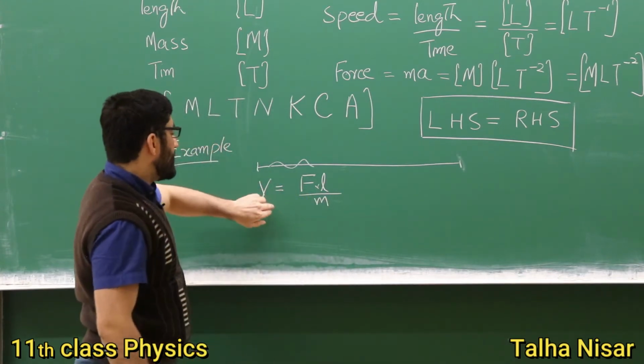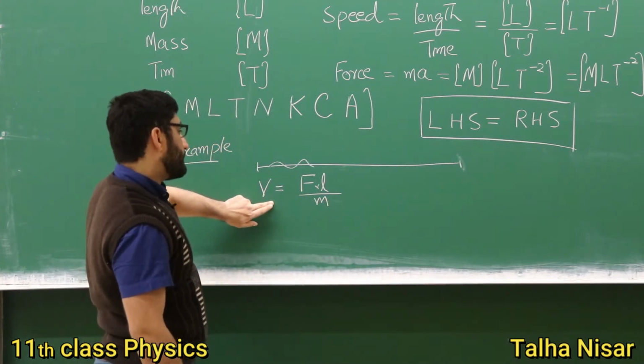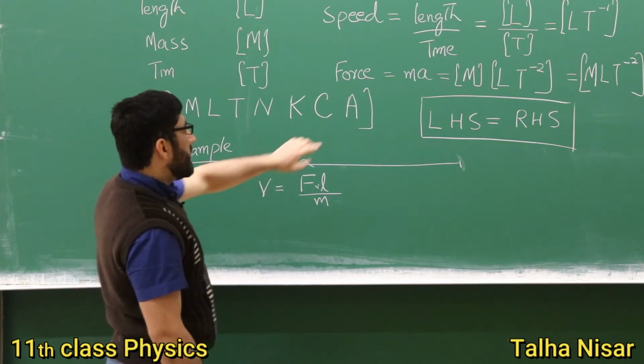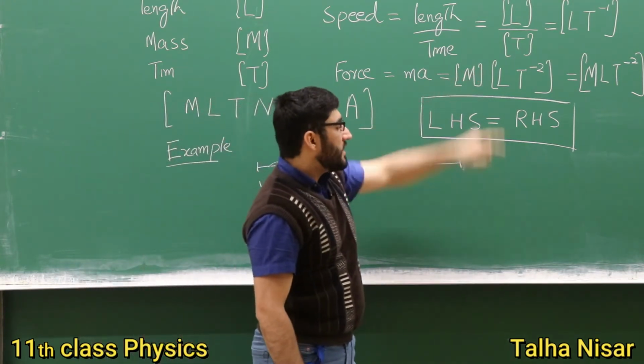So now we see here, we have an equation. So what do we see here? We have the velocity here, and we know the velocity. The velocity has a dimension of length and time inverse. We just calculated it up there.